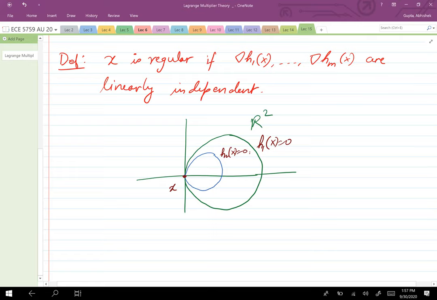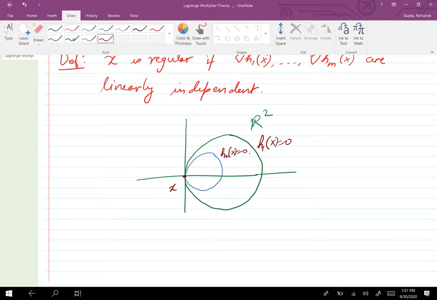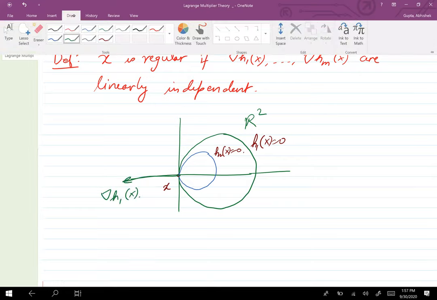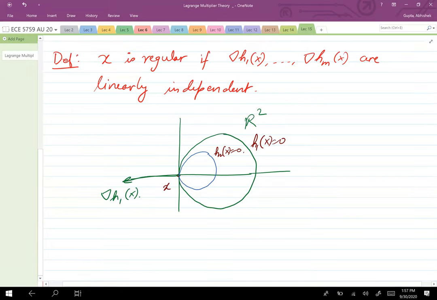As I had mentioned, the gradient of h1(x) will be the outward normal in this case. So let me draw it. This is what the gradient of h1(x) looks like. And this is what the gradient of h2(x) looks like. In other words, these two gradients are pointing in the same direction. And therefore, in this case, x is not regular. Questions?